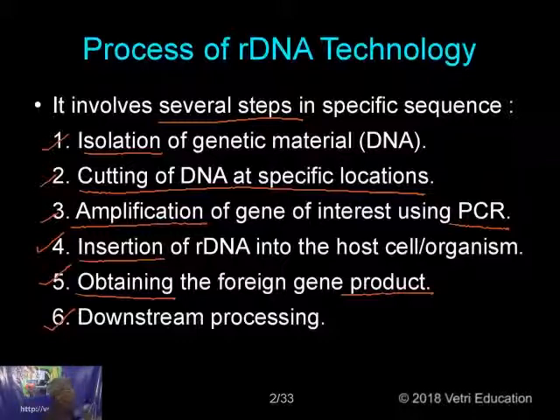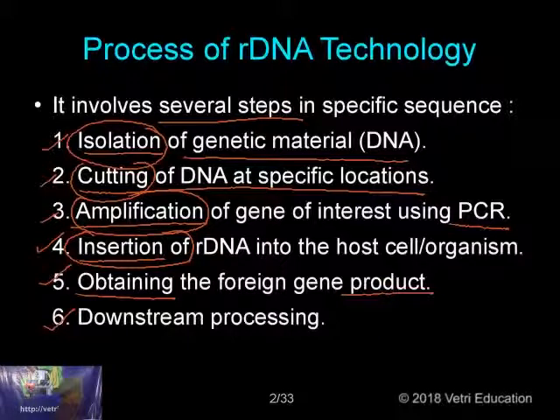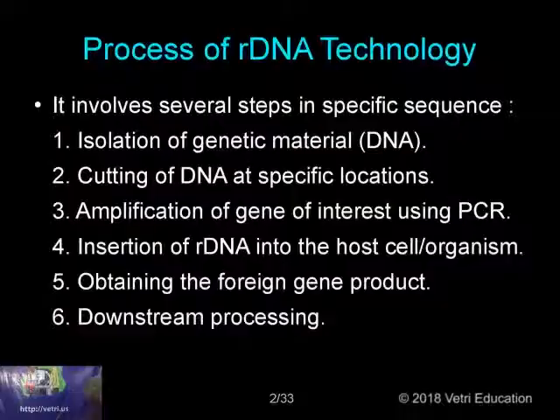Once again, before proceeding one after another, let me give you the steps once again. The first one is isolation. Isolation of what? Isolation of the genetic material. Second one is cutting of the genetic material. Third one is amplification of that cut portion of the DNA. Then insertion of this rDNA in the host organism. Then obtaining the product. Then finally downstreaming the process. So these are the different steps involved.